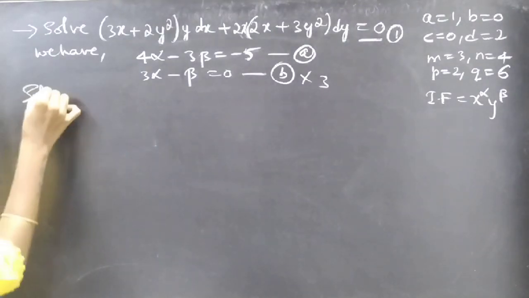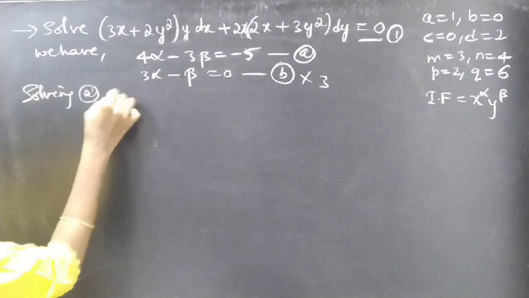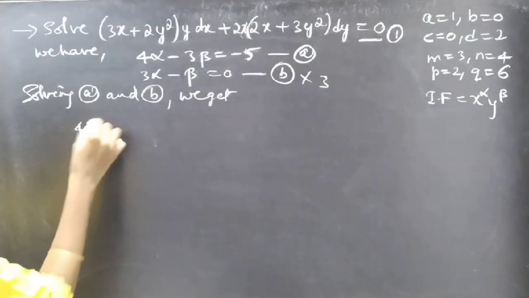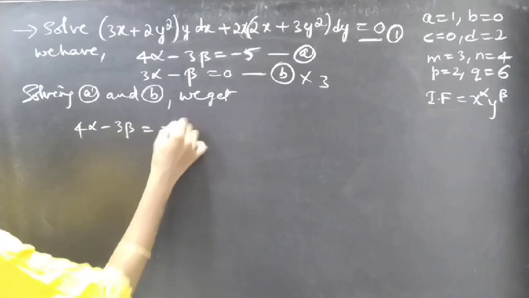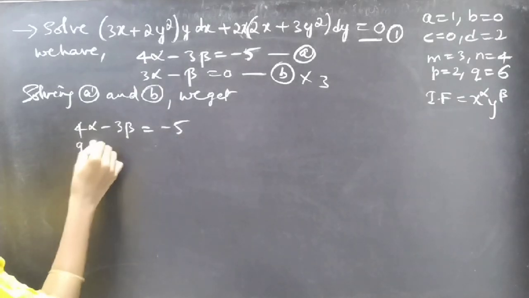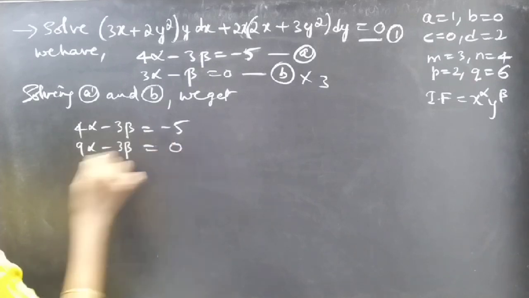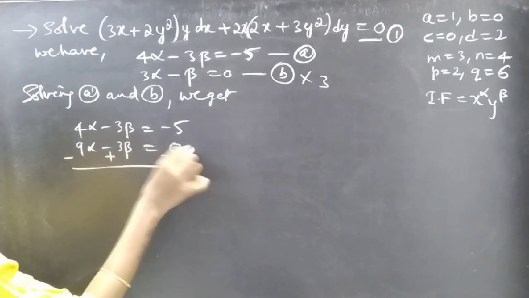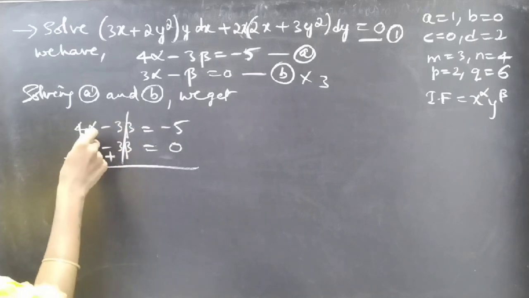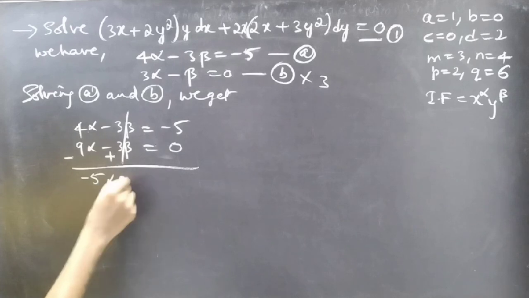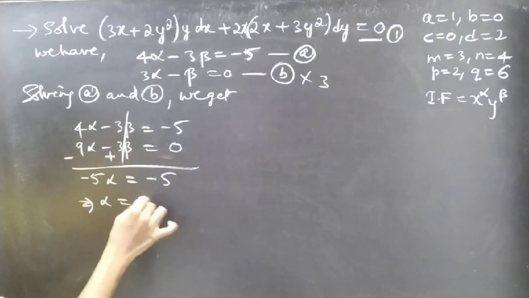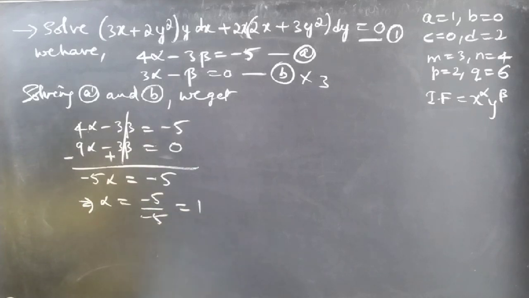Now solving A and B, we get equation A as it is, and we'll multiply equation B with 3, so you'll get 9 alpha - 3 beta = 0. Change the sign, so we'll get, see here, -3 beta + 3 beta gets cancelled. 4 alpha - 9 alpha gives -5 alpha = -5. From this we'll get alpha = -5/-5, which is 1, right?